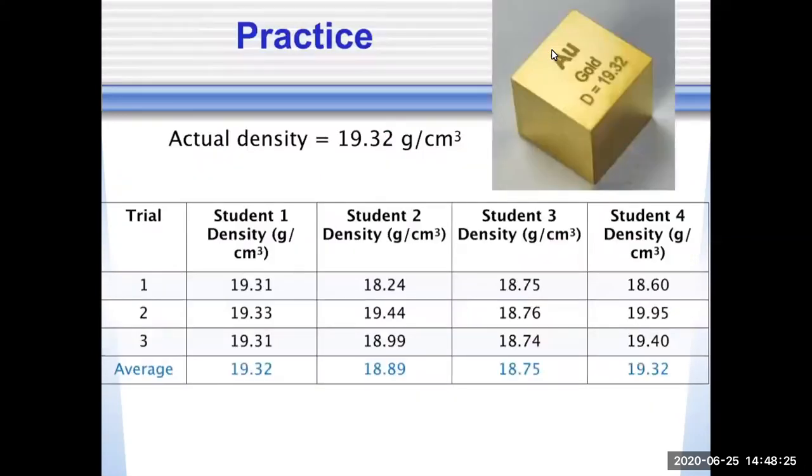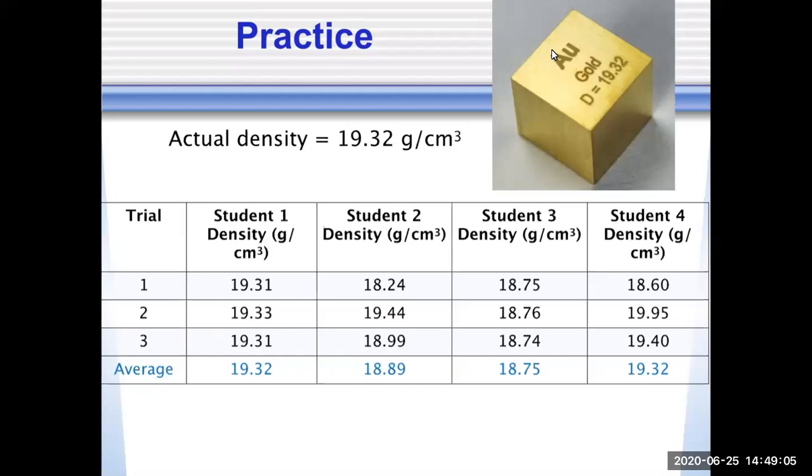Okay, let's look at an actual experiment. This is just showing experiments done by 1, 2, 3, 4 students. Each student carried out 3 trials. This was to determine the density of gold. It is known that the density of gold is 19.32 grams per cubic centimeter. If you have pure gold, that's what the density would be. That's what it should be calculated in the lab to come out to. That is your actual density.